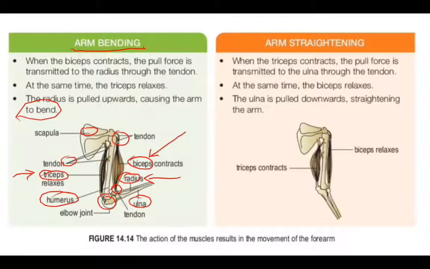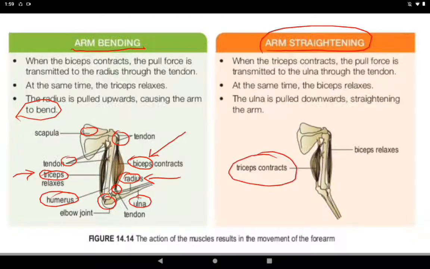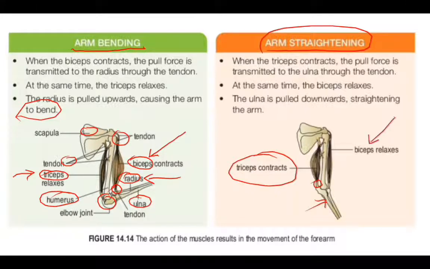And then for straightening the arm, when the triceps contracts, the pull force is transmitted to the ulna here through the tendon. Okay, this is the tendon, and at the same time the biceps relaxes. The ulna is pulled downward, straightening the arm. Okay, this is what happens when we bend our arm and also when we straighten our arm. So remember, biceps and triceps, both muscles act antagonistically.